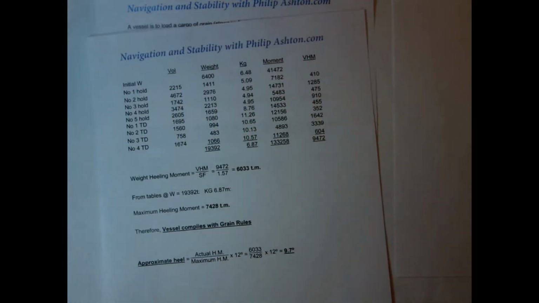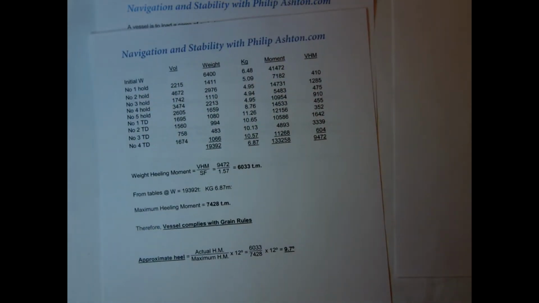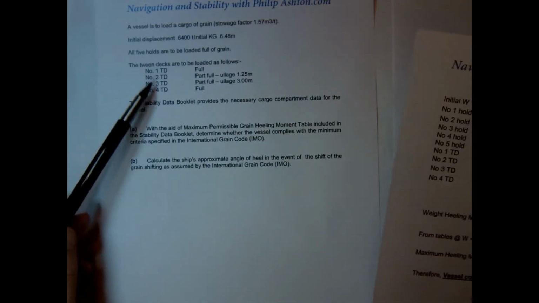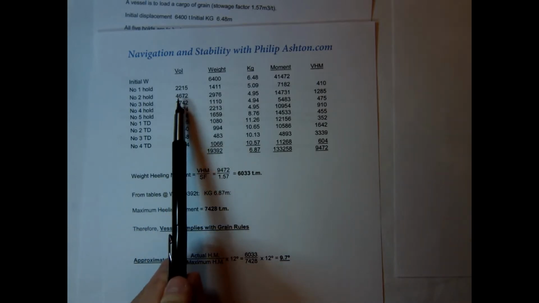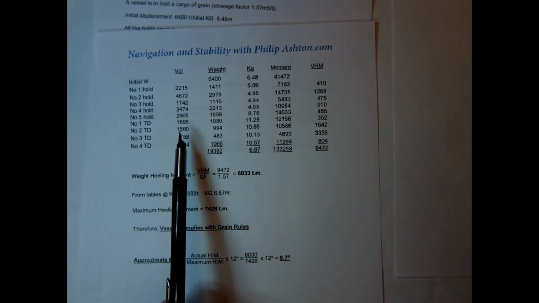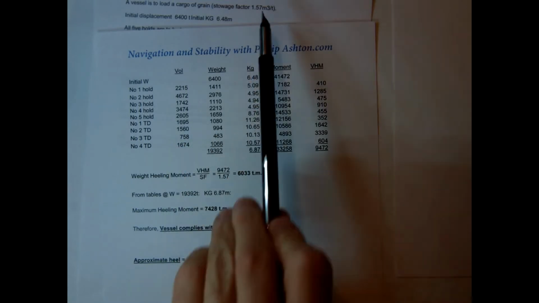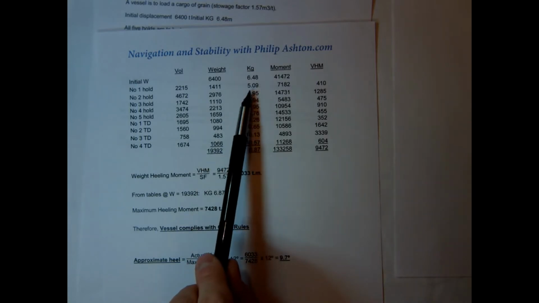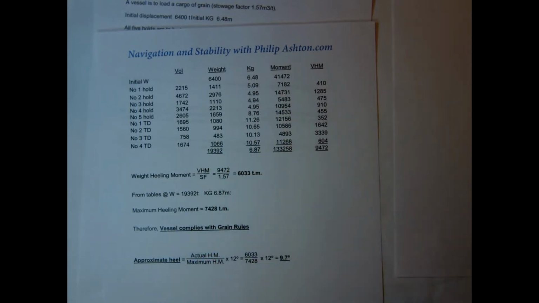So what we have to do first of all is set out our table. Students often forget to actually put the 5 holes in because they just go straight to the tween deck, but it tells us quite clearly all 5 holes are full. So we go into the data booklet and get the volume. We divide that by our stowage factor given, 1.57, and that will give us the weight. We multiply it by the KG, which is given in the tables, and that will give us the moments.